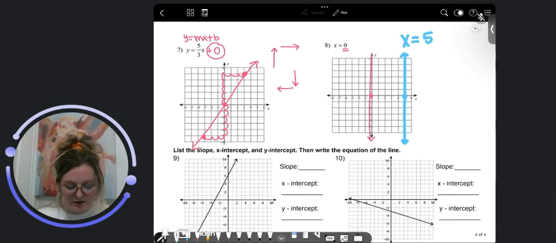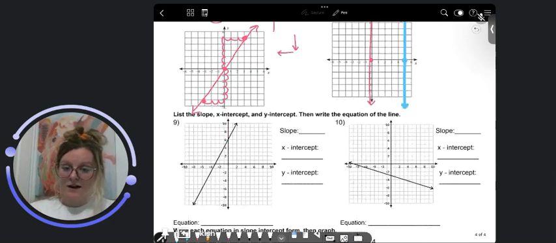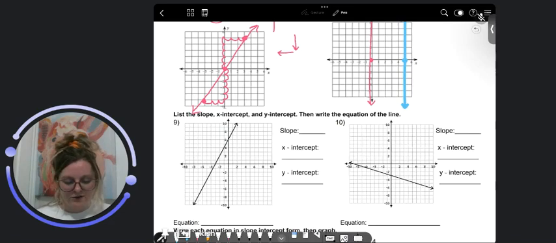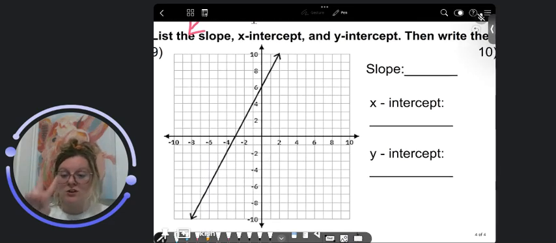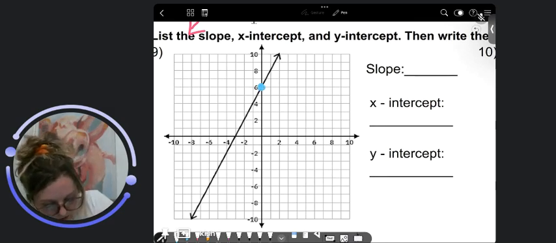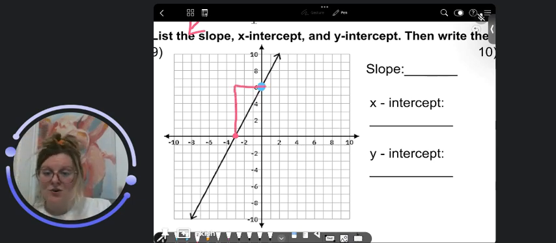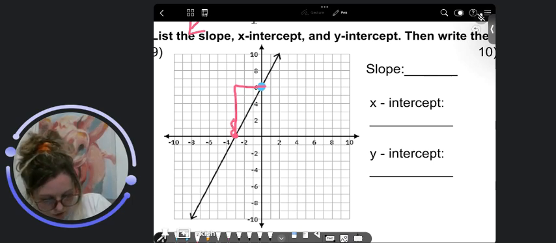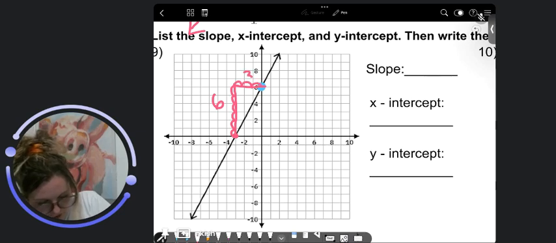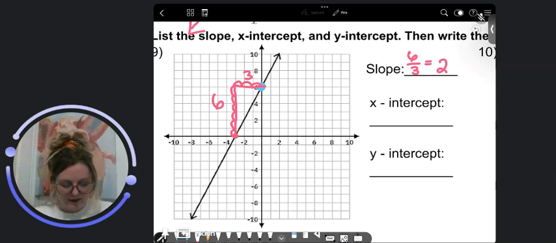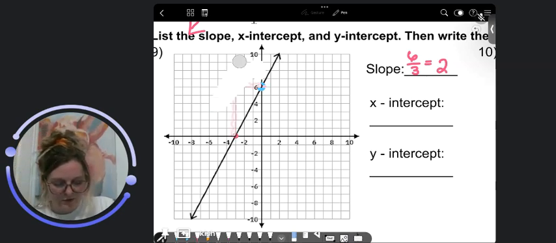Okay, switching gears, now we are going to be given a line. We're going to find the slope, the x-intercept, and the y-intercept. Okay, so remember, in order to find the slope, we need 2 perfect points. I'm going to label this guy here and this guy here. I'm going to draw my triangle and do rise over run. Let's count. 1, 2, 3, 4, 5, 6 up. 1, 2, 3 over. 6 over 3 will simplify to 2. So there's my slope. That checks out because it is a positive uphill line.